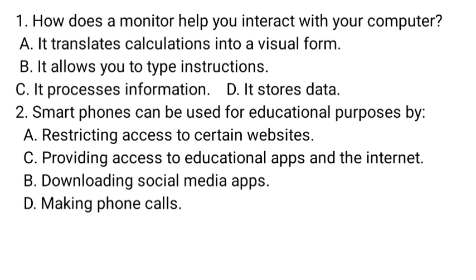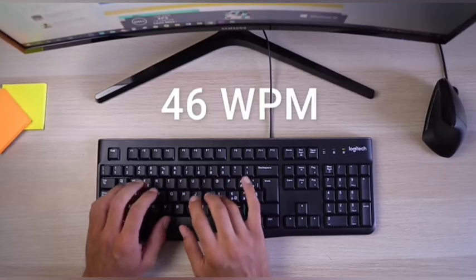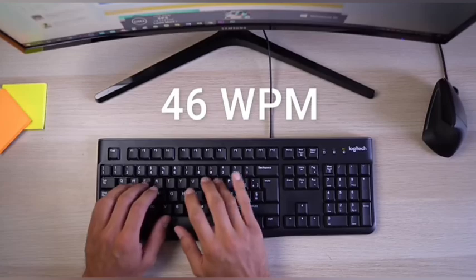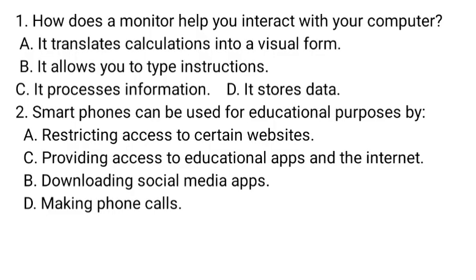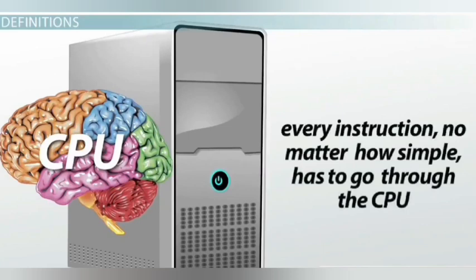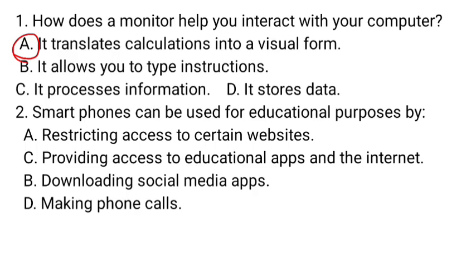Why? Typing instruction is the function of a keyboard, not a function of a monitor. So B is not correct. Processing information is the key role of the CPU, which is said to be the mind of the computer. So again, C is not the correct answer. Storing data is the function of storage devices like hard drives, not the function of a monitor. Reasonably, D is also not the correct answer.